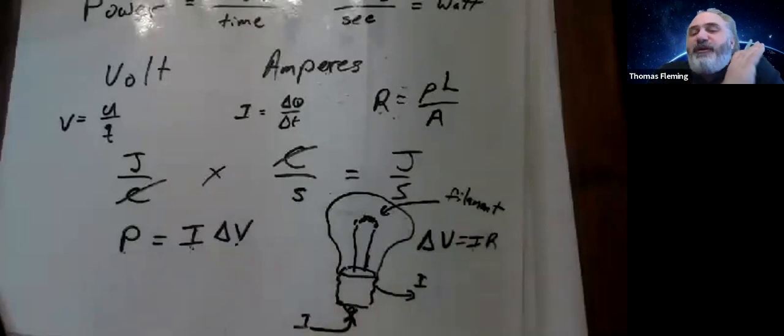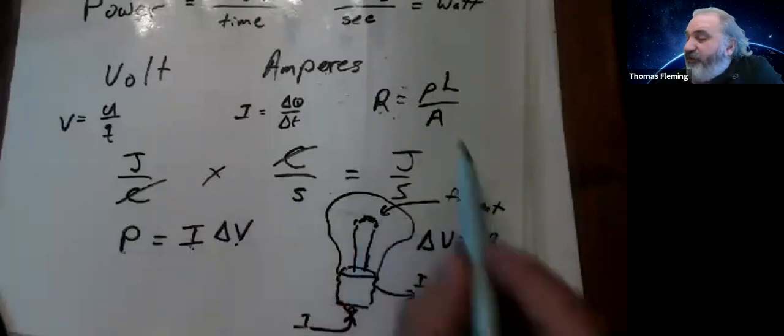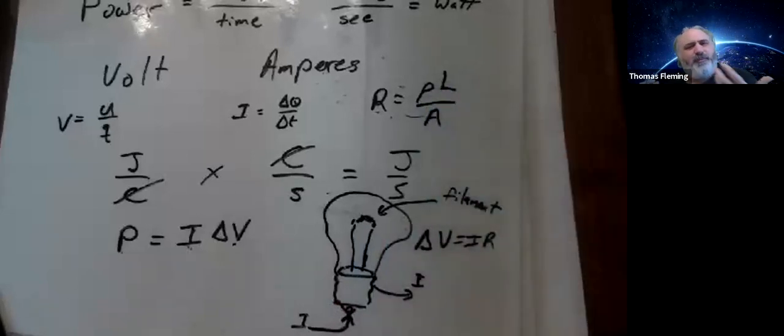And so to get a full handle on how this is going to work, I need to be a little cleverer than that. Because one thing that's not going to change if I hook this light bulb up to a bigger battery is the resistance of my filament. Well, that was determined when I built the light bulb to begin with, right?